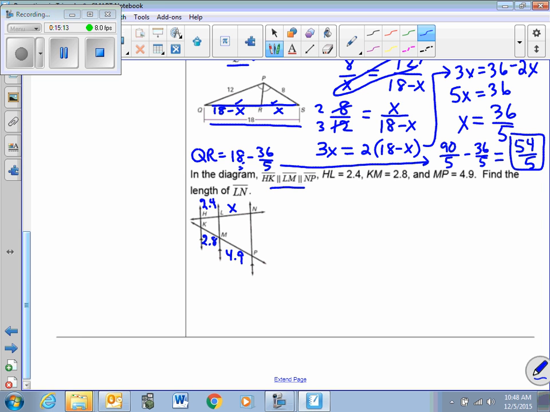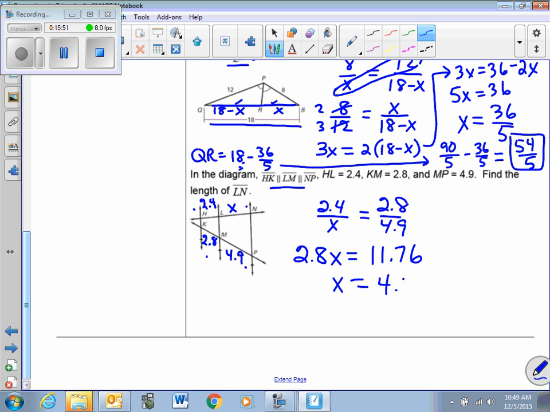So let's set up our proportion. 2.4 is to X as 2.8 is to 4.9. And could you have a different proportion? Could you have said 2.4 is to 2.8 as X is to 4.9? Of course you could. You'd get the same cross product, and then you'd solve for X just the same. So when we cross multiply, we get 2.8X equals 2.4 times 4.9, which is 11.76. And then we divide both sides by 2.8, and we end up with X is 4.2.